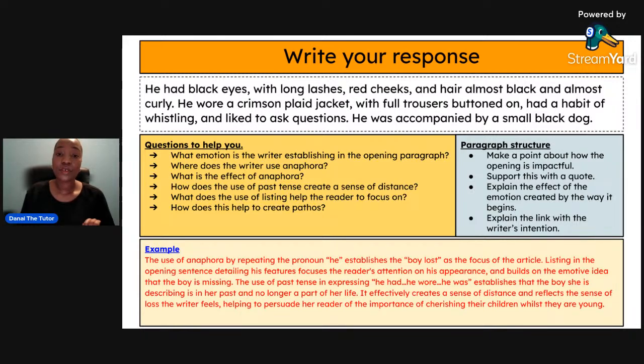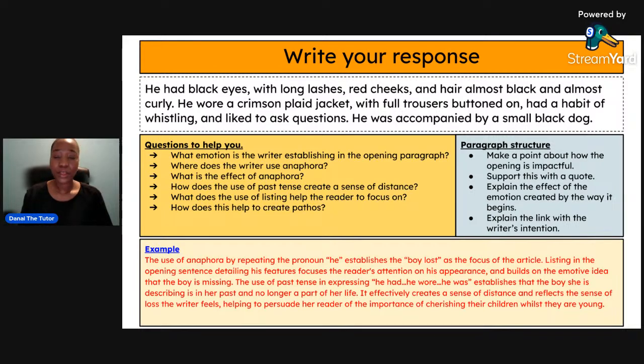Okay, and in terms of how you structure your paragraph, you need to make a point about how the opening is impactful. Support this with a quote, explain the effect of the emotion created by the way it begins, and then explain the link with the writer's intention. Obviously, as you progress in whatever you're looking at, you would make a point maybe about how it's developing towards the middle, or a point about how it ends.